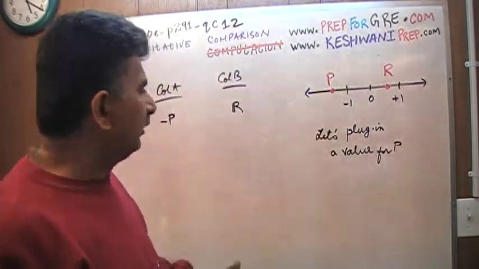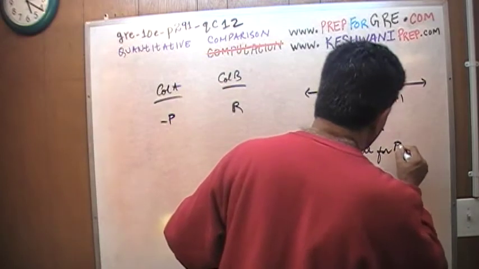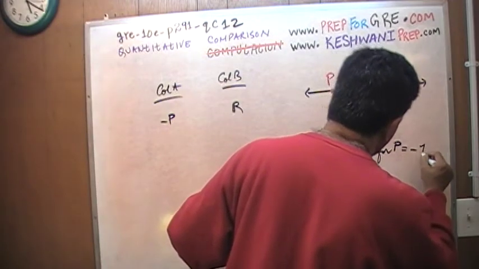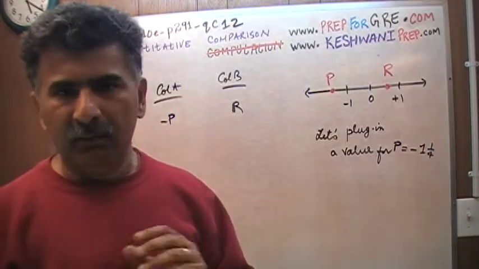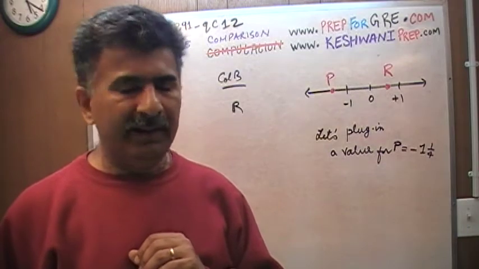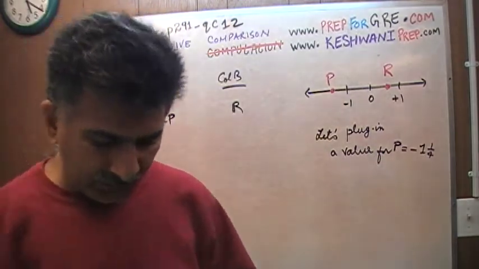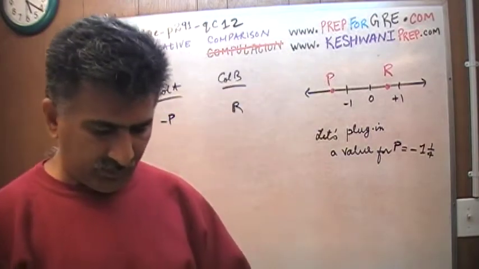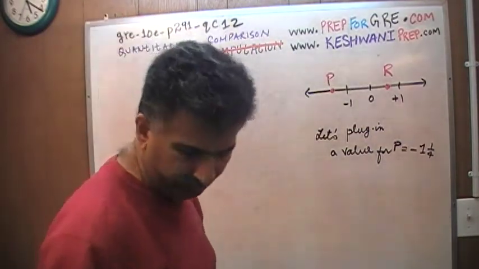So I'm going to make up a value. Let's plug in a value for P. Let's suppose P is negative 1.25. I could have put in negative 1.5, negative 1.1. It doesn't really matter. I could have plugged in negative 30,000. It wouldn't have mattered. I put in negative 1.25 because it looks like about a quarter. Half, who knows? Let's put in negative half. Makes it easier.